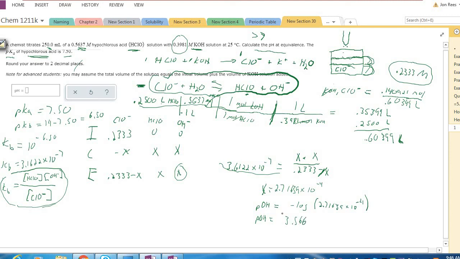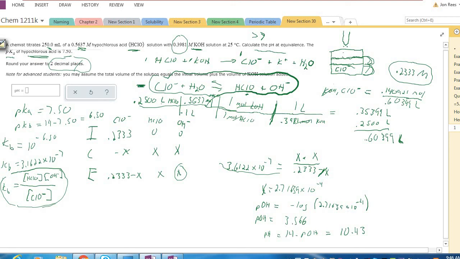3.566. And so it's not asking for the pOH, it's asking for the pH, and the pH is going to equal 14 minus the pOH, which in this case is going to equal 10.43, and I'm going to answer that to 2 decimal places.